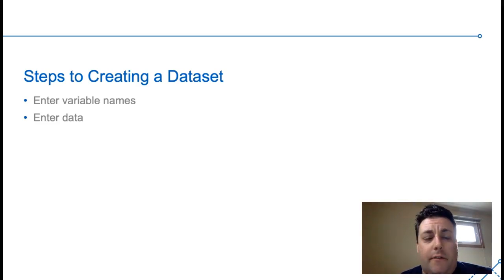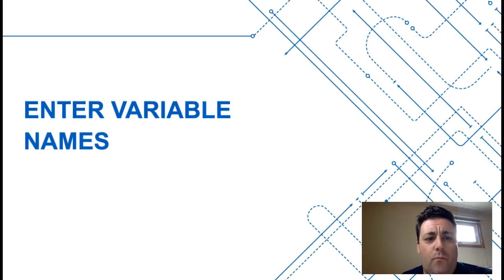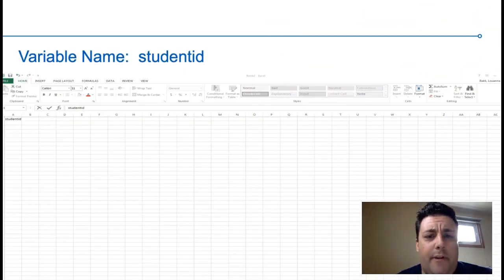We've done this in the single system designs, but steps to creating a data set: we're going to enter variable names and then we're going to enter data. I'm going to go through this quickly because, again, if you decide you want to create a data set just for practice, I think if you use the couple of example surveys that I provided, it would only take you a couple of minutes. So we'll enter the variable names.